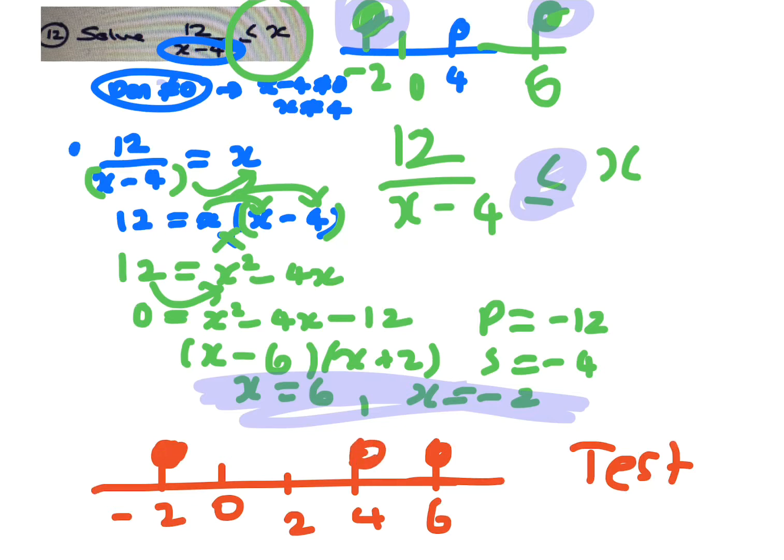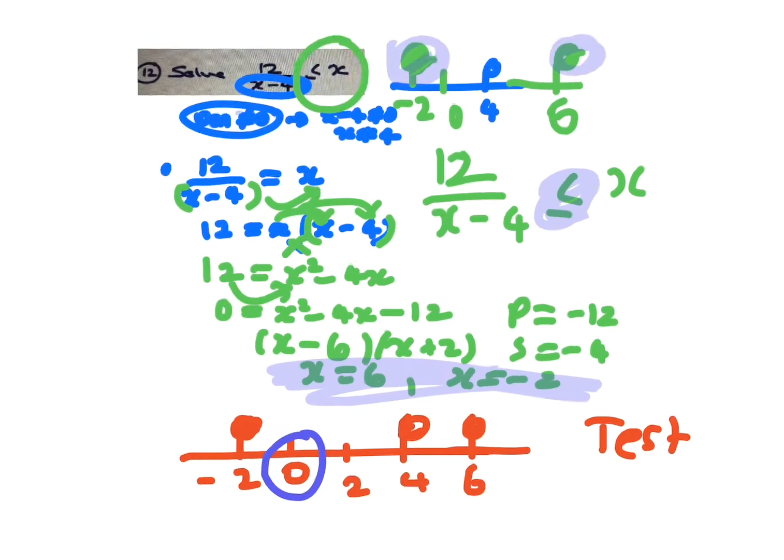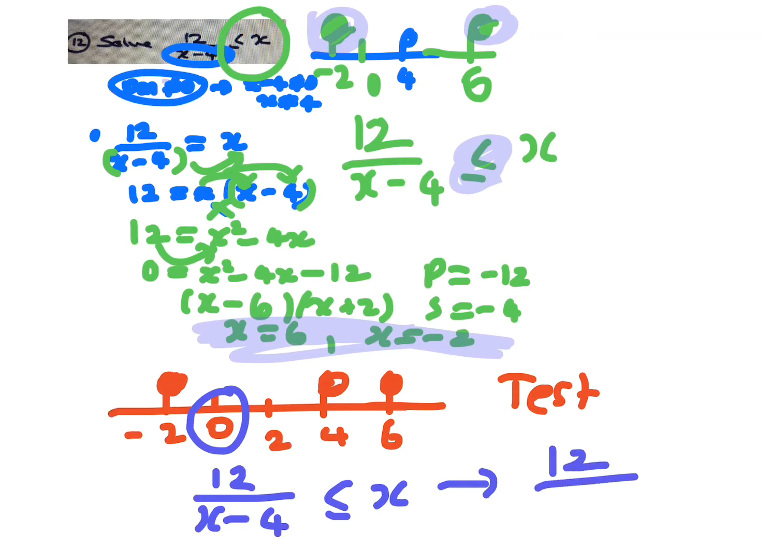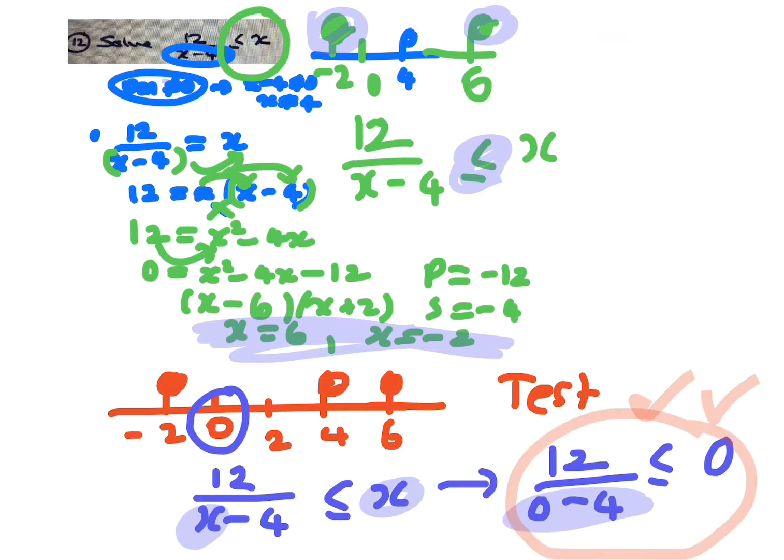One of the best points to test is 0, because 0 is really easy to test on anything. So the inequality is 12 over x minus 4 is less than or equal to x. So put 0 in place of the x, and you get 12 over 0 minus 4 is less than or equal to 0. That is actually true, because it is negative.